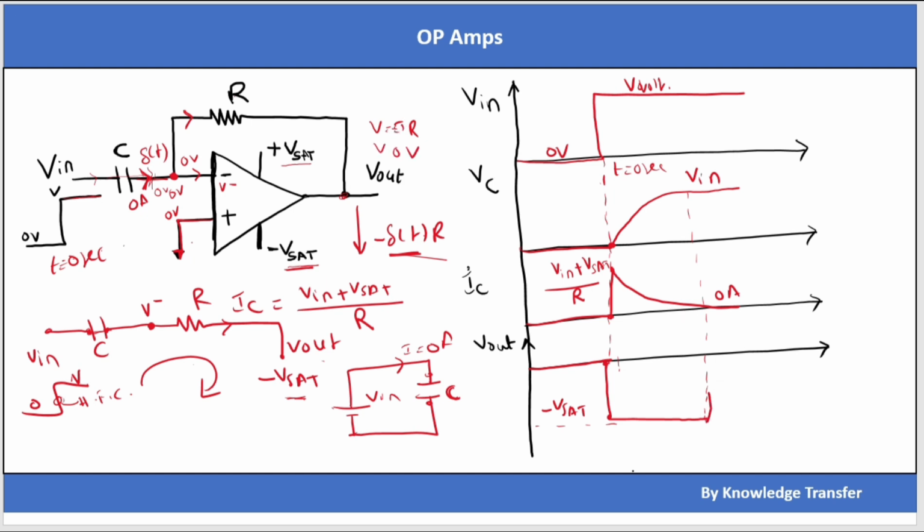So when the capacitor charges to Vin, it comes back to negative feedback, and the output voltage Vout will become 0 volt. So Vout will look like this. First it will go to minus Vsat and stays there till the capacitor charges to Vin, then Vout will again become 0 volt. Previously, if I didn't have plus Vsat and minus Vsat, at t equal to 0 itself it was going to some minus delta t into R, but in a practical op amp it cannot swing to minus delta of t, that means an impulse voltage. So that's why this square pulse is coming here.